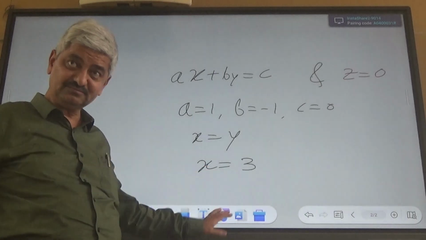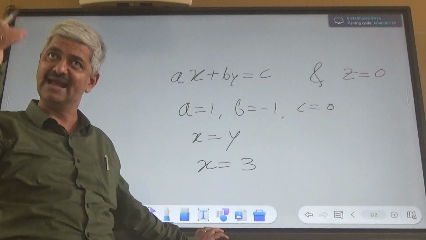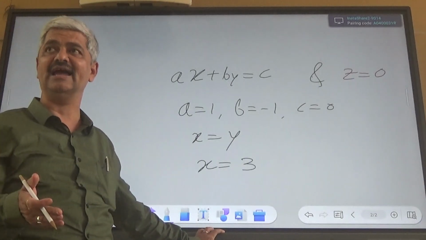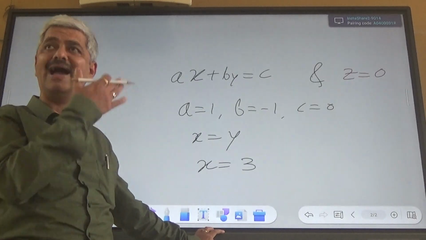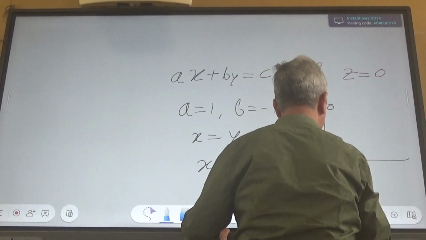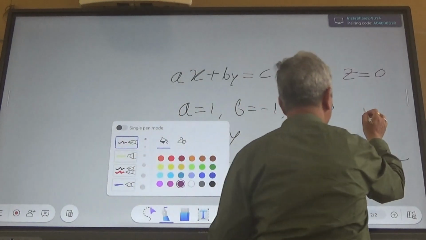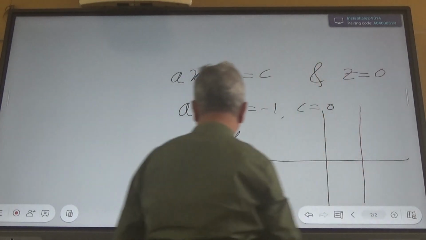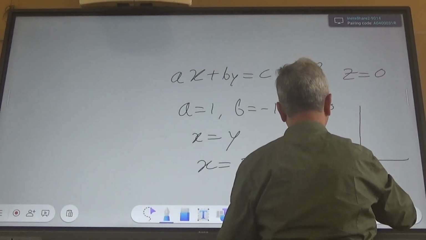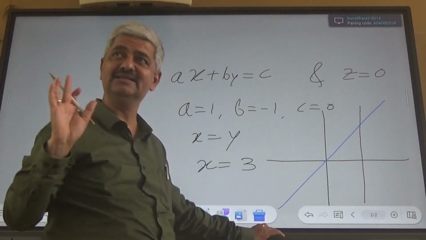So what are the points? 3 comma anything. So any y for which x is 3, so it is a line parallel to the y axis at x equal to 3. So if these are my coordinate axes, this is the x equal to 3 line, and this is x equal to y, right?